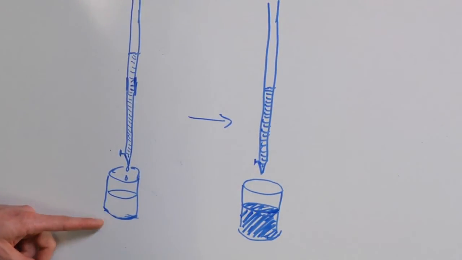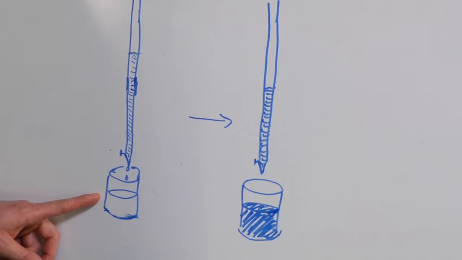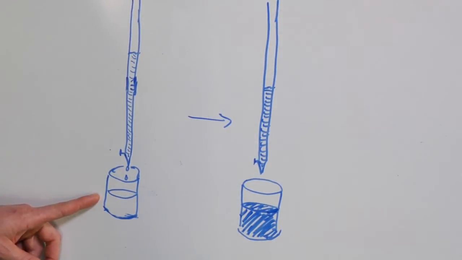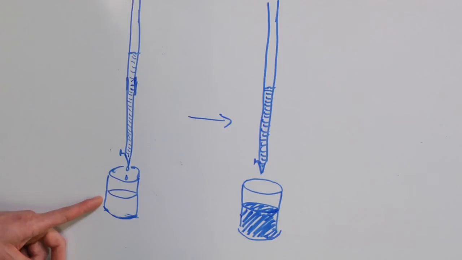We also have a beaker. The beaker is filled partway with a reactant or a reagent of known concentration and a known reagent, as well as a little bit of indicator. So indicators change color at a certain pH.